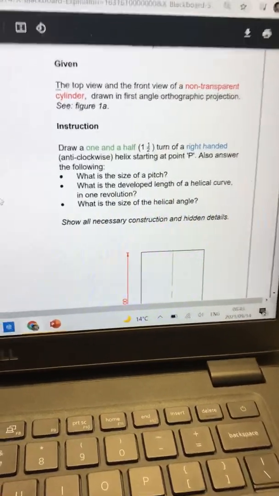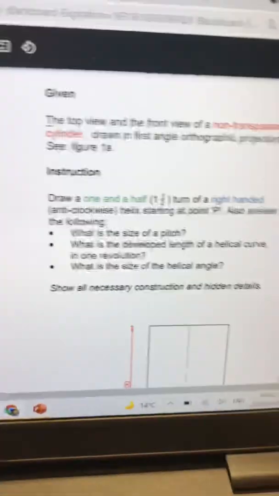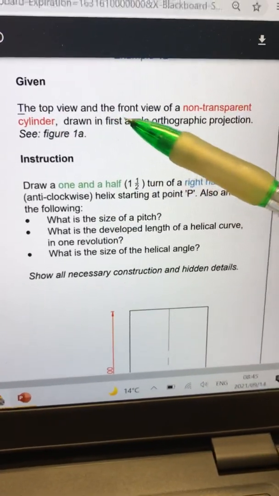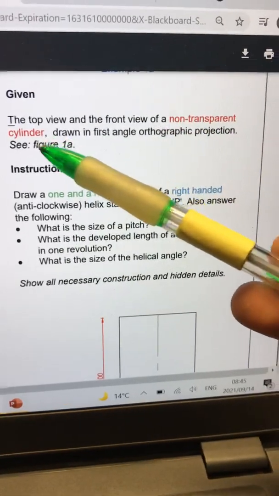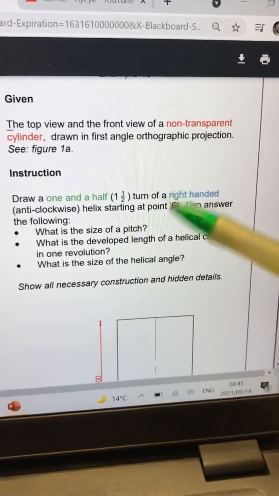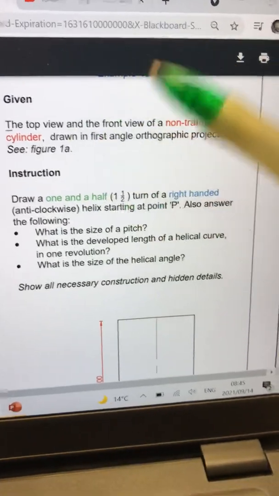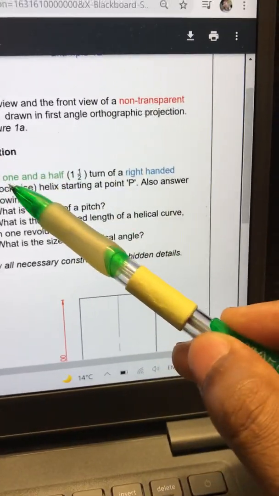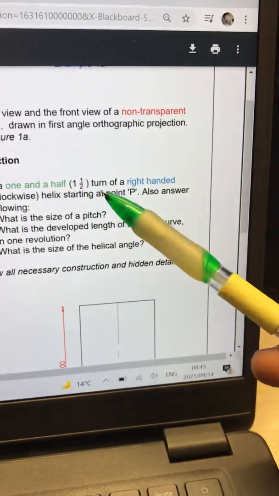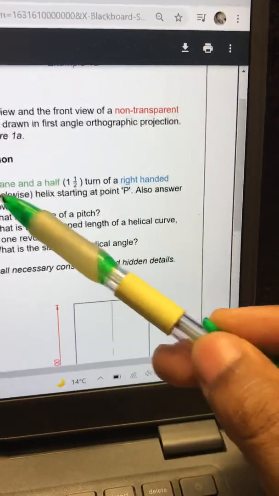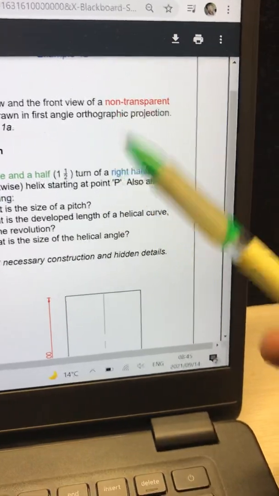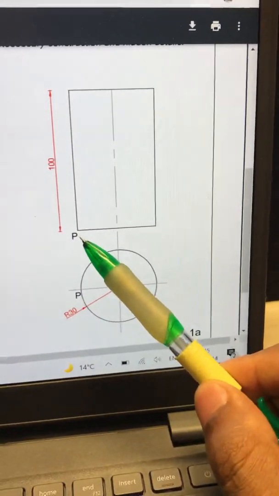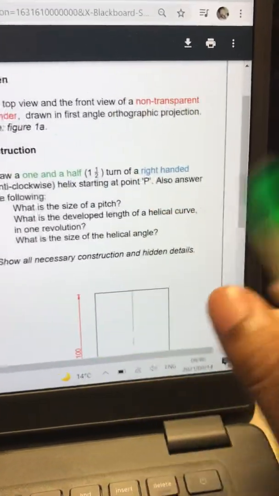Question like this. It's saying we are given the top view and the front view of a non-transparent cylinder. It's drawn in the first angle orthographic projection. The instructions are simple. They're saying you have to draw a 1.5 turn right-handed, meaning anti-clockwise, helix starting from point P. So our point P is here. So we have something like this.